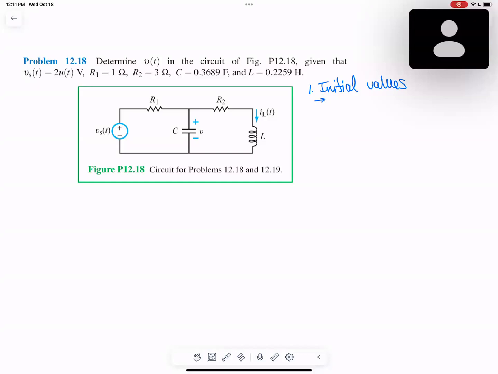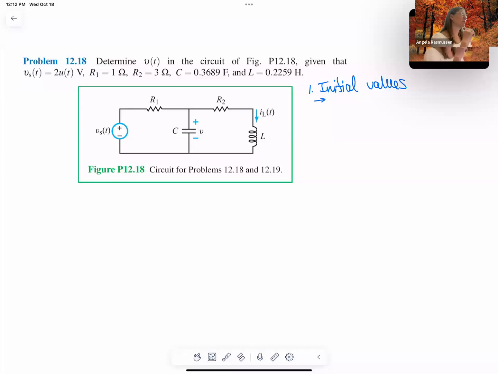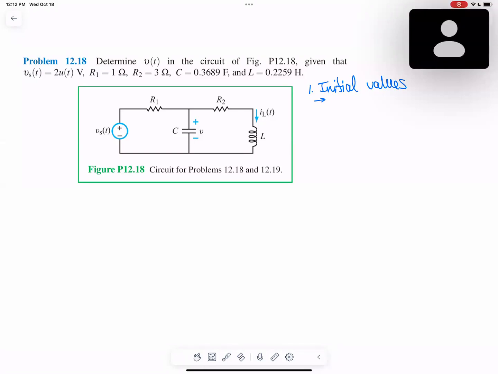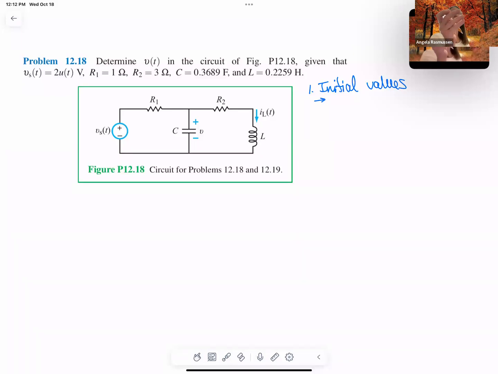I believe we will short the power source, open the capacitor, and short the inductor. To find the initial values, you first need to find out what the value of VS, that source, is before time 0. It doesn't just get shorted. In this case, what will that be? It will be 0, because there's no shift in the u(t). Yep, the step function means that anything before time 0 is 0, and anything after will be the value of 2.